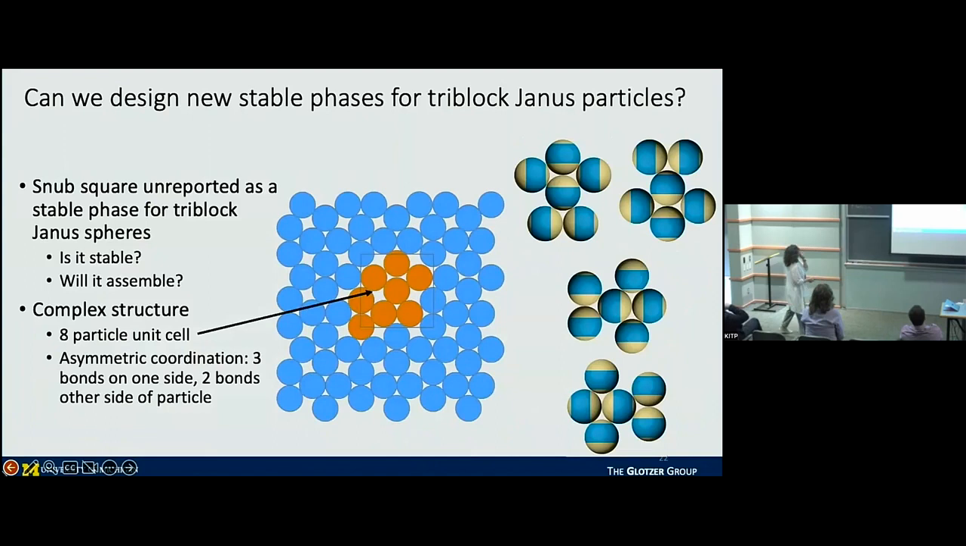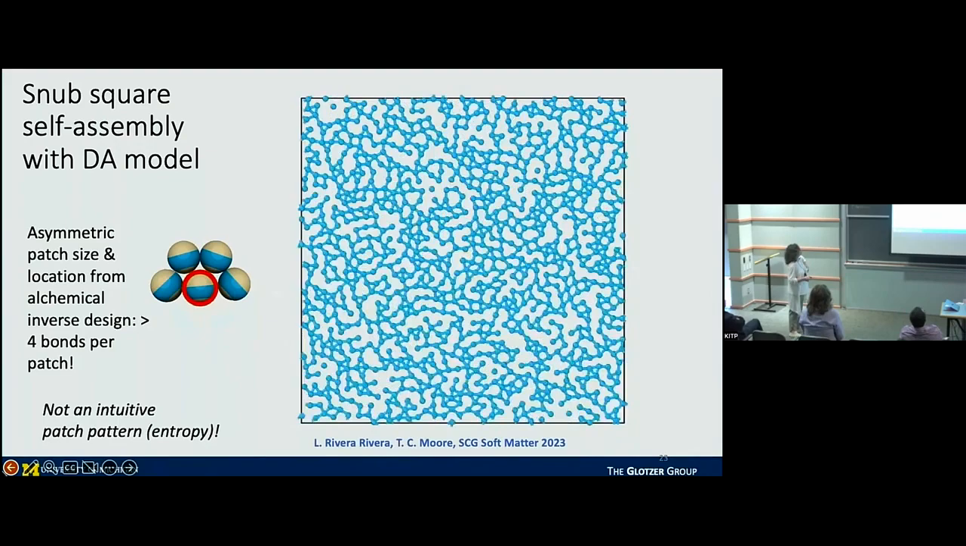So then they did a harder one. The snub square lattice looks like this. It's never been reported for a tri-block Janus particle, to my knowledge. What's tricky about it is that it's got this kind of local motif, so it's asymmetric. There's got to be a patch where there's two particles and a patch that permits three particles. So you might ask, okay, how do I design this asymmetric thing? Should I allow three bonds per patch or two bonds per patch or what? So you can use alchemy and then inversely design it, then throw it in a box and watch it self-assemble.